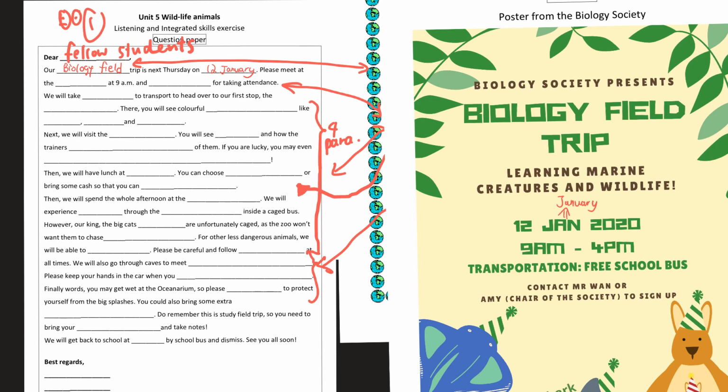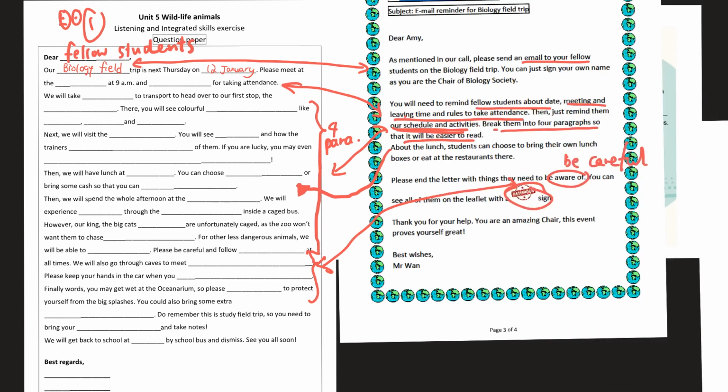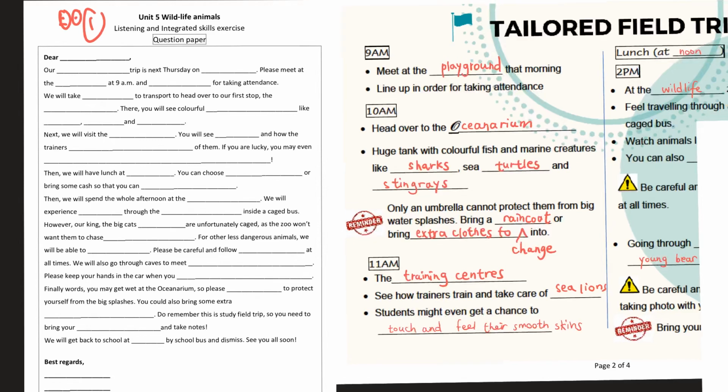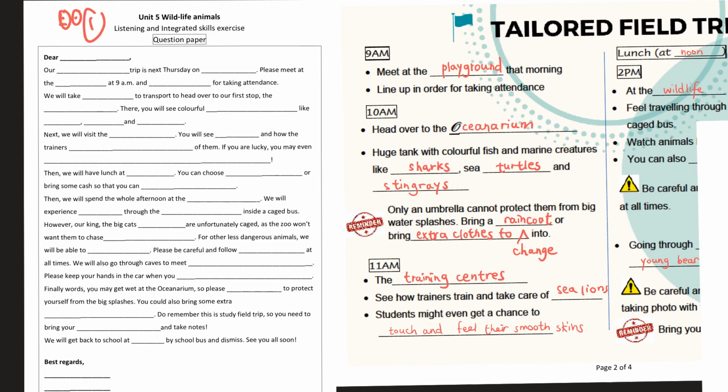Okay, so next, we will meet at, okay, where are we going to meet? In this case, we are going to get back to the note sheet that we filled in earlier. Okay, I'm gonna move this to the back first. So let's take a look at here. So we are going to meet at the playground. There you go, playground. At 9 a.m. we have it for you.